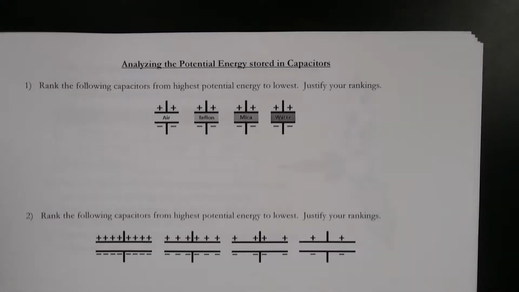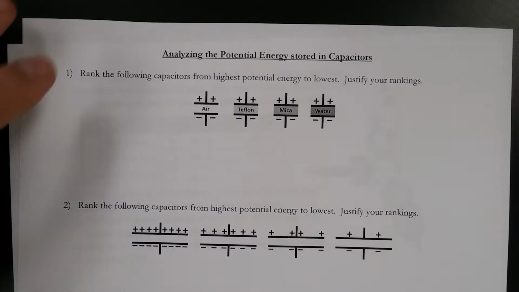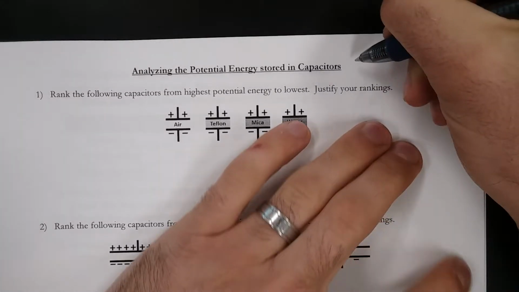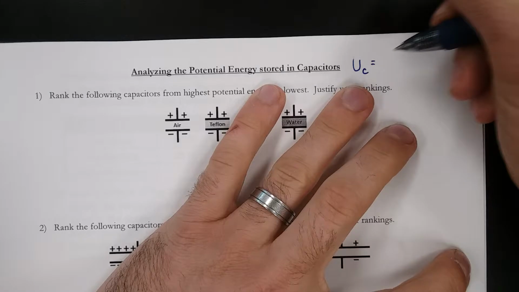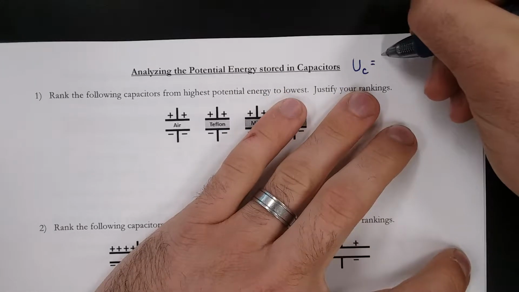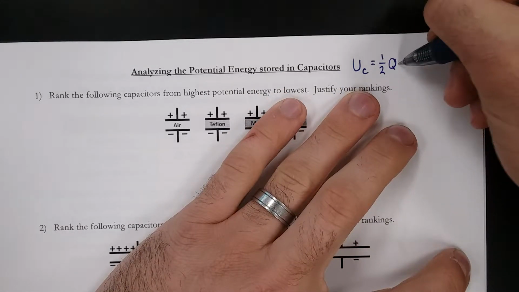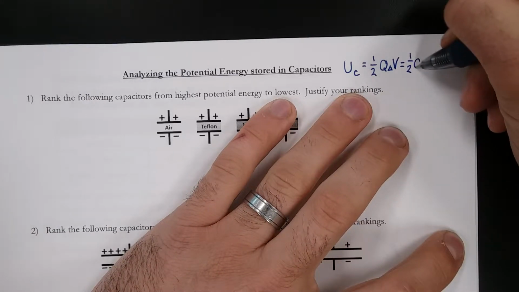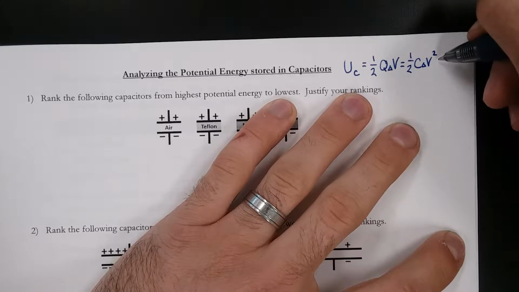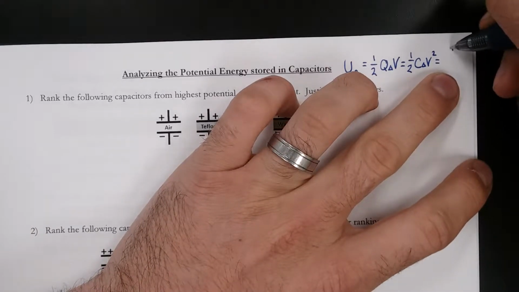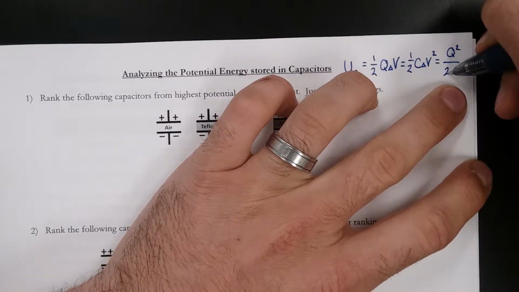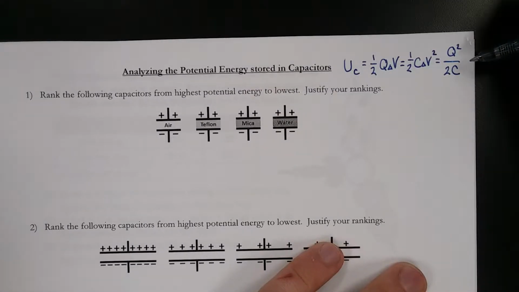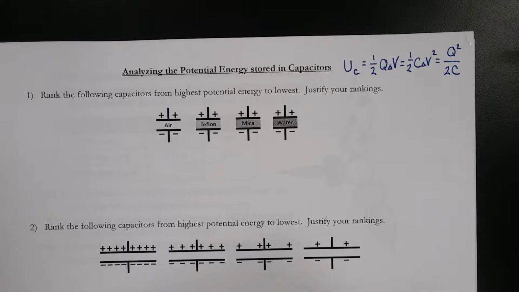All right, so we are ranking potential energy of capacitors. And right away, if I'm going to do this, I better know that U sub C, the potential energy stored in a capacitor, is 1/2 Q delta V. I better also be able to say 1/2 C delta V squared. And I better be able to say Q squared over 2C. Don't ask me why that one's written like that. It just normally is, where the others have a 1/2 in front of it.